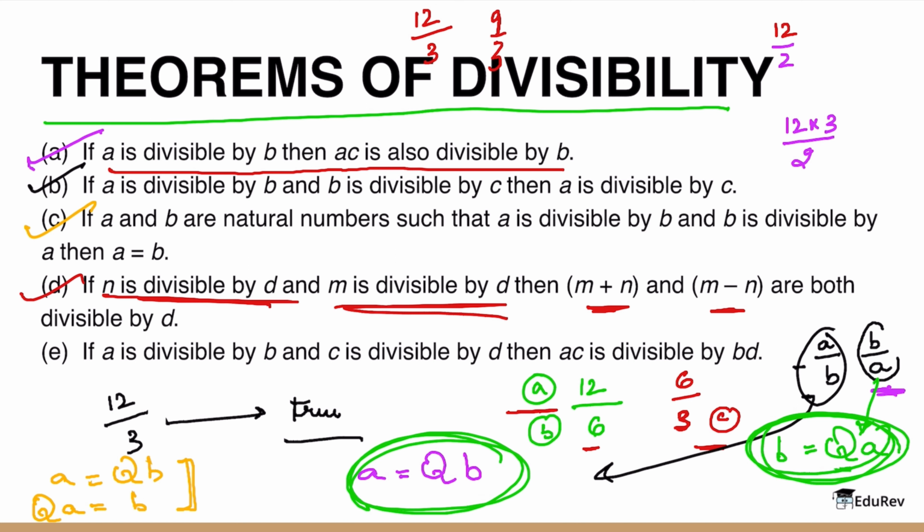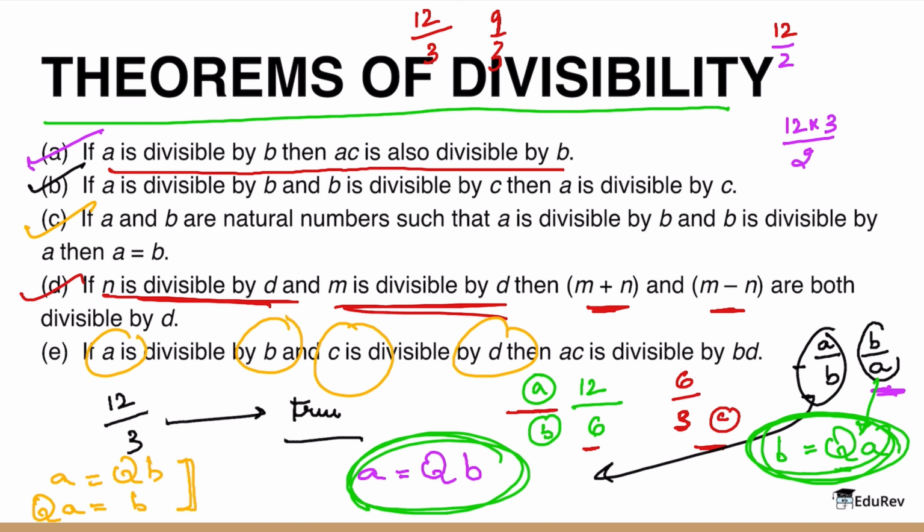Number 5. If A is divisible by B and C is divisible by D, then AC is divisible by BD. Now what they are trying to say is that if there is a number that is divisible by B and another number that is divisible by another number, then actually the product of A and C is going to be divisible by the product of B and D.